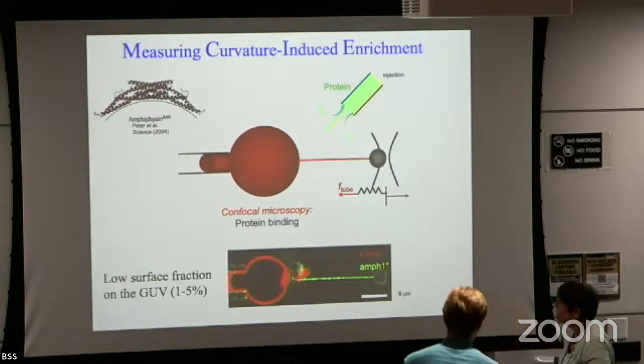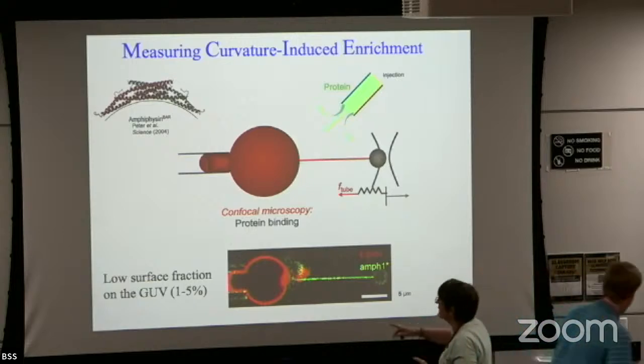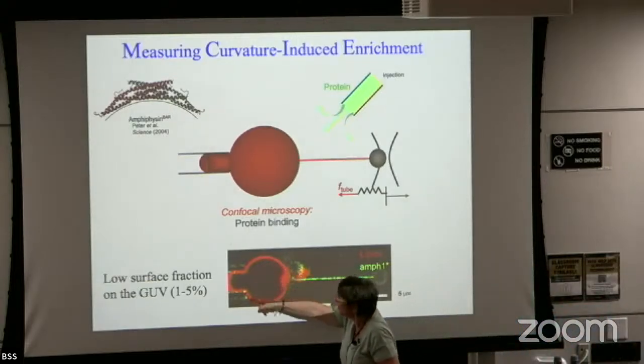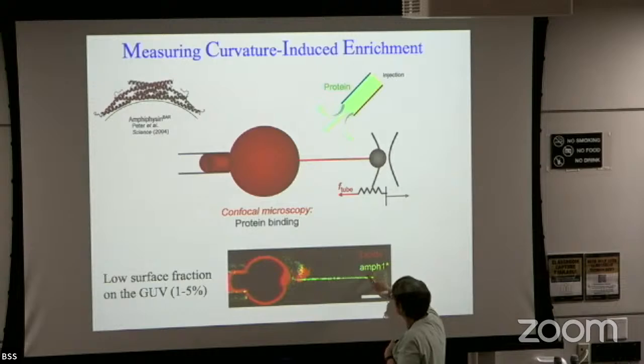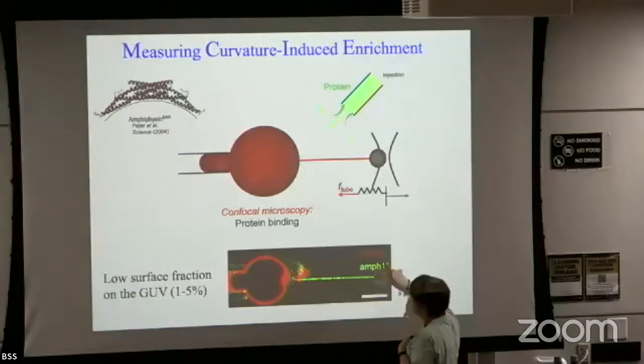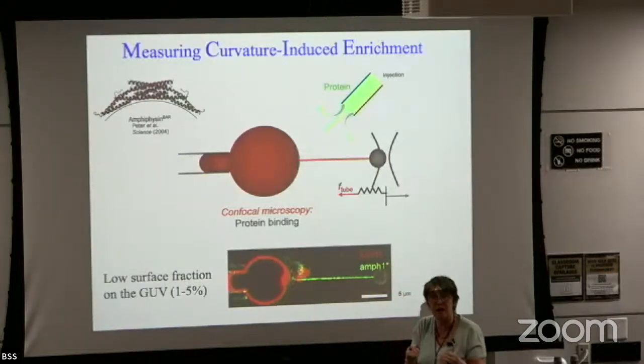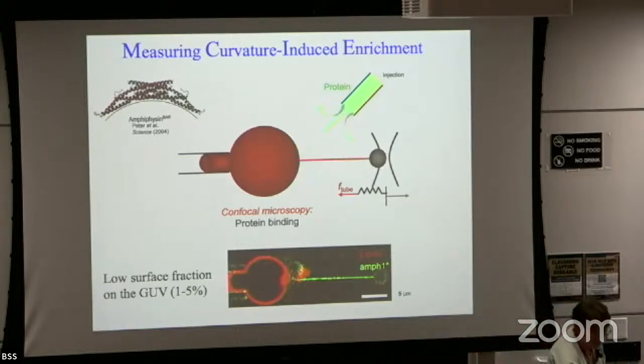That's complicated. Anyway, what you can see here is that the vesicle is almost red, meaning that we have a very low density of protein on the vesicle. The protein is green, and you can see that the tube is highly green. So it means that the protein is enriched into the tube.